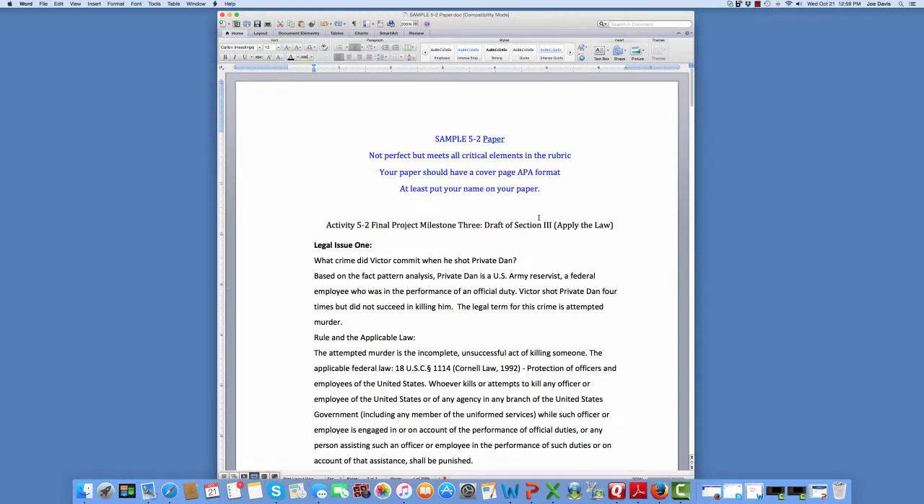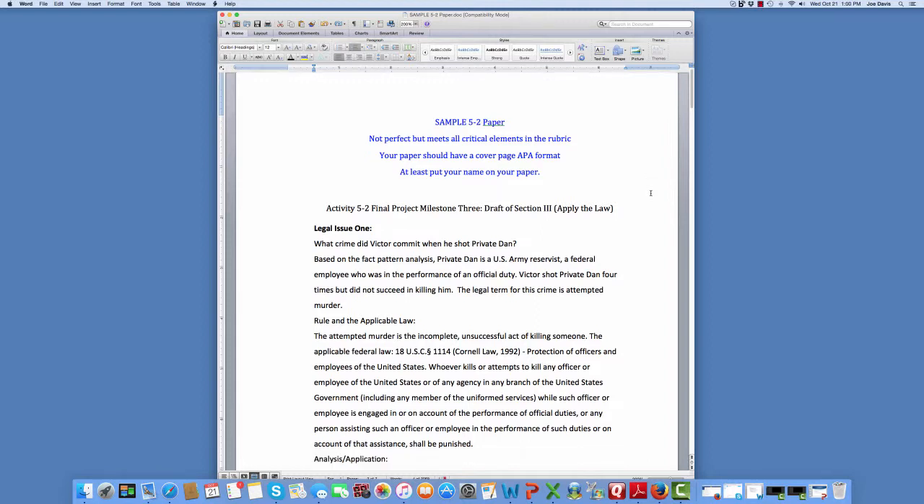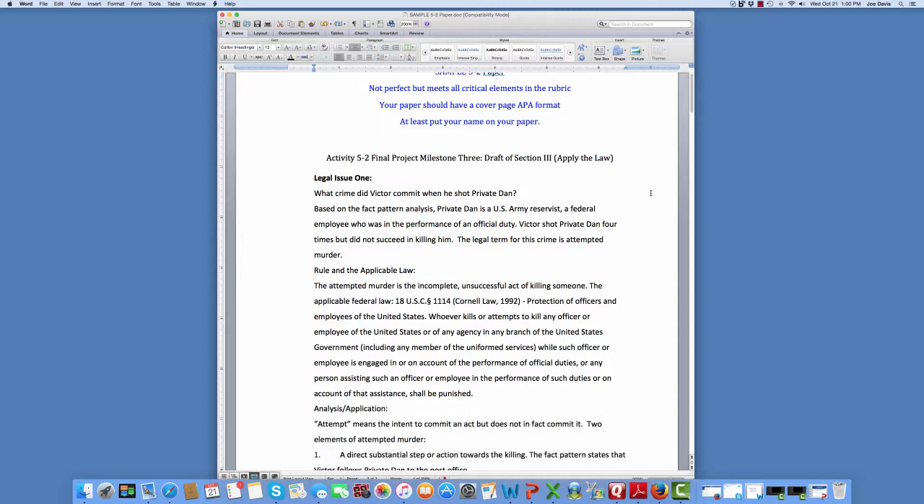This is what your paper should look very much like. This is where I got all of the samples in each of the critical elements in the rubric when we went through them. So this paper is not perfect, but it meets all the critical elements in the rubric. Your paper should have a cover page for APA format, and please at least put your name on the paper. I'm still getting papers where you don't have a cover page, you don't have a running head, you don't even put your names on the paper. So get your name on there so I know who it is.